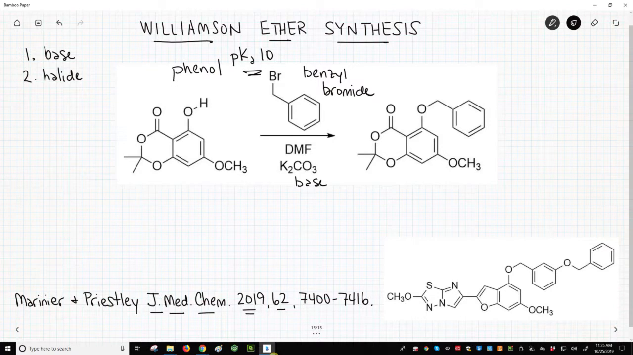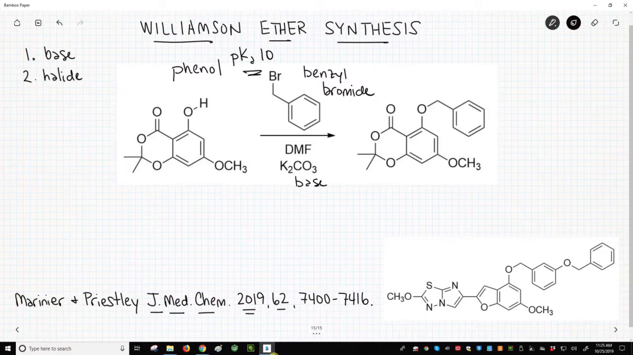Second, let's look at the halide, benzyl bromide. Benzyl bromide is a fantastic halide for SN2 reactions. Remember that SN2 reactions often compete with E2 reactions because the nucleophile sometimes acts as a base. In the case of benzyl bromide, there are no beta hydrogens for an E2, so an E2 is impossible. That's one less thing to worry about.